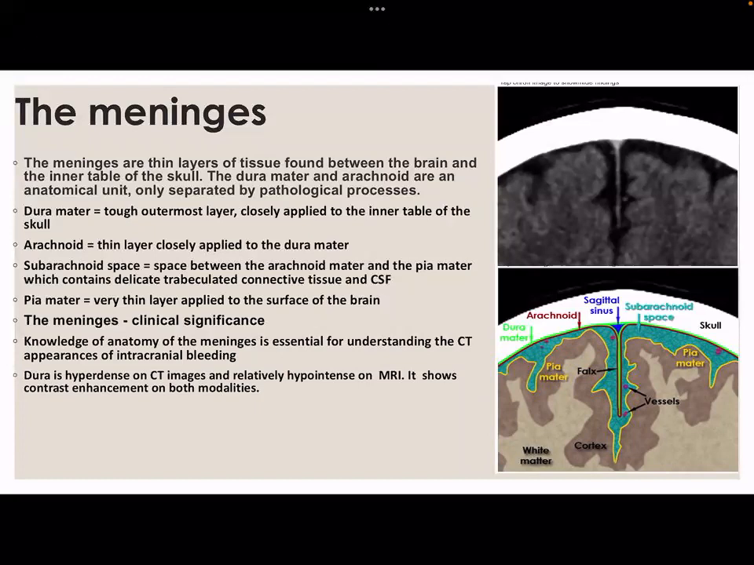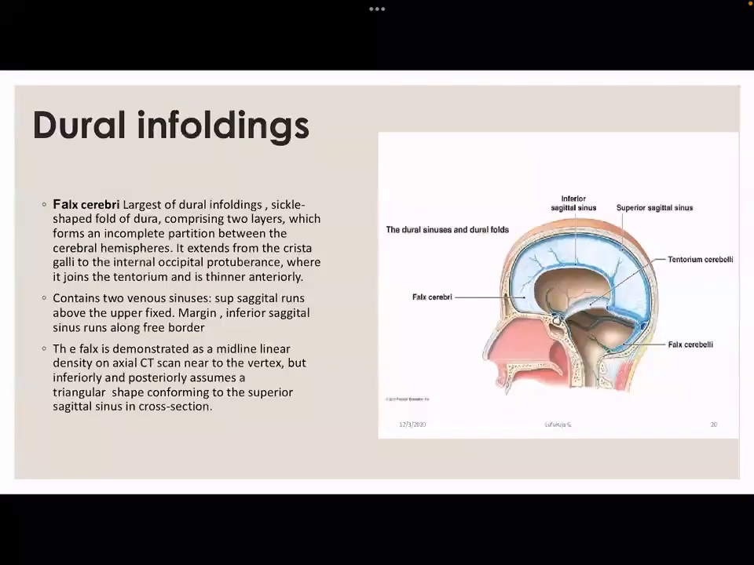The clinical significance of meninges: knowledge of the anatomy of meninges is essential for understanding the CT appearance of intracranial bleeding. The dura is hyper-intense on CT images and relatively hyper-intense on MRI. It shows contrast enhancement on both modalities. The dural unfoldings.